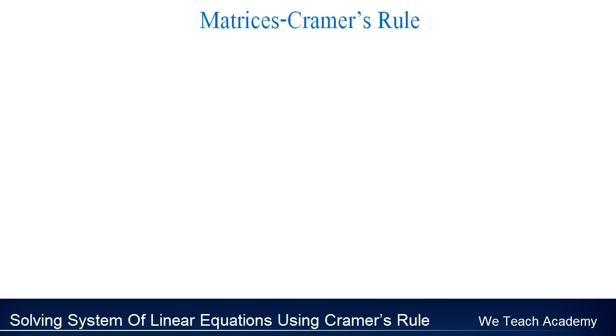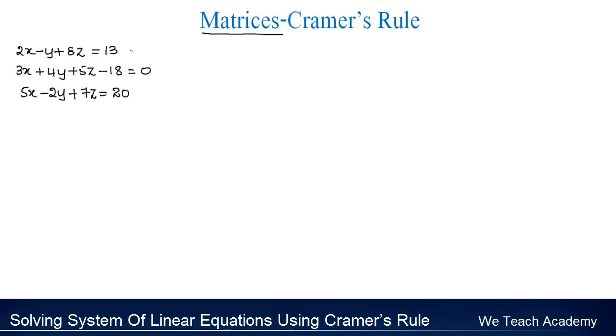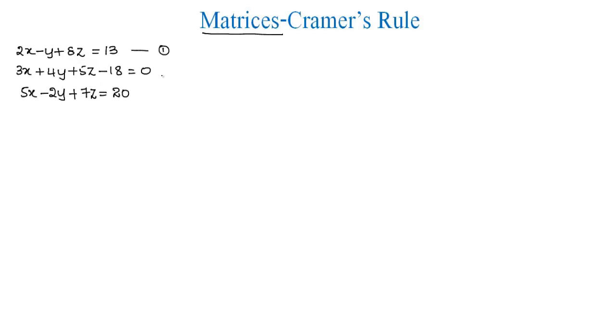In this section, we are going to discuss an example where we are going to solve a system of linear equations under matrices using Cramer's rule. So first, let us consider the equations. Now, let us name this equation as equation 1, this equation as equation 2, and the last equation as equation 3.